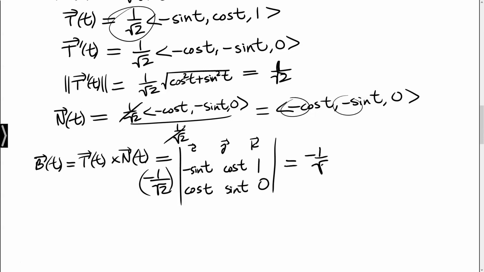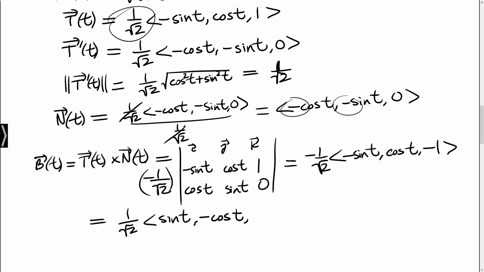So we get minus 1 over root 2. Now when we do the cross product, for the i component it's going to be 0 minus sine, so it's going to be minus sine. For the j component, we're going to get minus a 0 minus cosine, which is going to be positive cosine. And then for k, we get minus sine squared minus cosine squared, which is negative 1. And if we now go back and distribute the minus across, we see that it's 1 over root 2 times sine, minus cosine, 1. It's just distributing the minus back through.